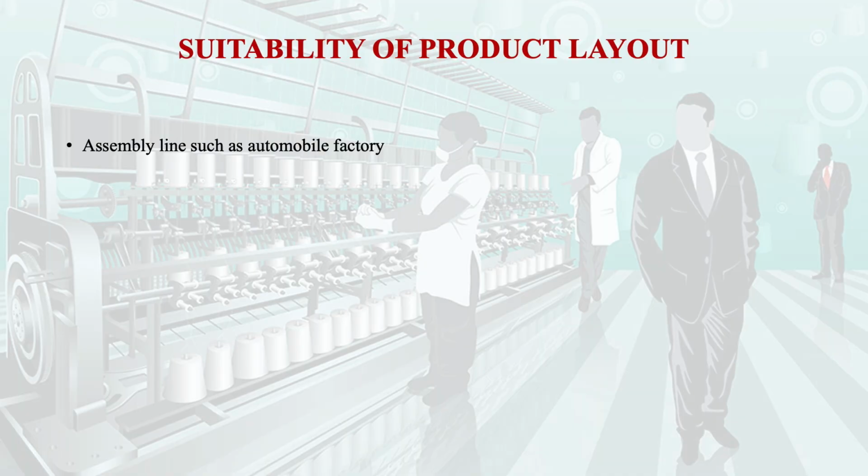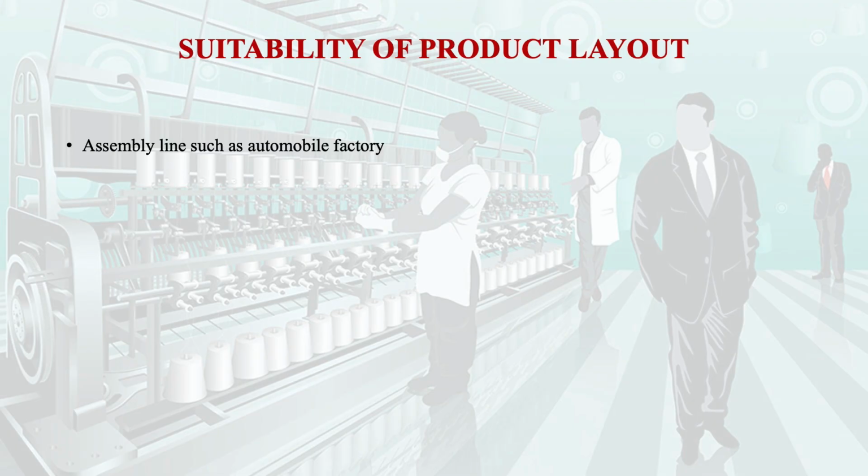Now, where is the product layout suitable? In the assembly line, just like in an automobile factory, if we have an assembly line for the assembly of the engine, then all the workstations are linked, and each workstation is assigned a certain type of work, adding two screws or certain parts.